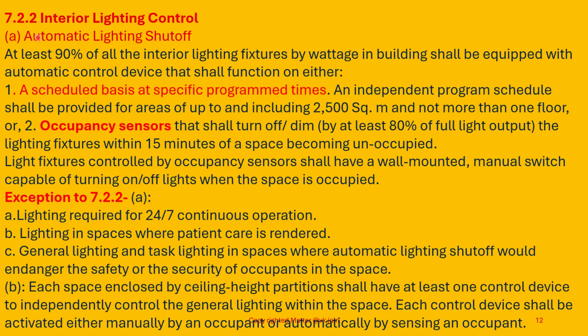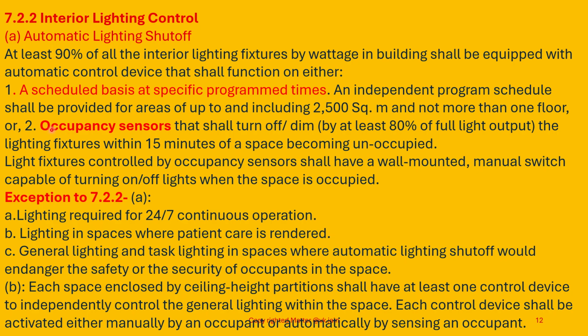A. Automatic lighting shut-off. At least 90% of all interior lighting fixtures by wattage in buildings shall be equipped with an automatic control device that shall function on either a scheduled basis of a specific program time, or second, an occupancy sensor. For the schedule basis, an independent program schedule shall be provided for areas up to and including 20,000 to 25,000 square meter and not more than one floor.